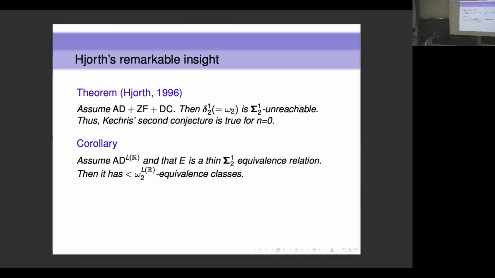Now the theorem is in V. You just assume AD holds in L(R), right? And the omega 2 of L(R) might be omega 2, the true omega 2, but it could also be smaller. So in fact, I could have just written omega 2 there.